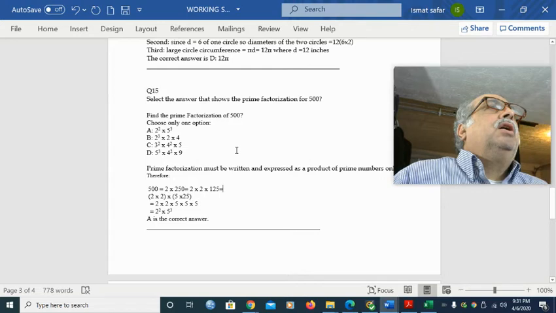Anyway, let's see. So we need to find the prime factorization of 500. We have 4 options: 2 squared times 5 cubed, 2 cubed times 2 times 4, 3 squared times 4 squared times 5, 5 cubed times 4 squared times 9. These are our options, and then we start.